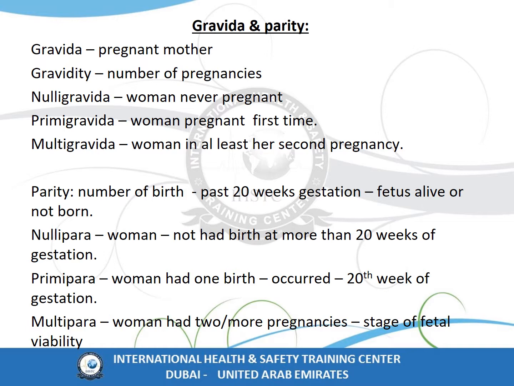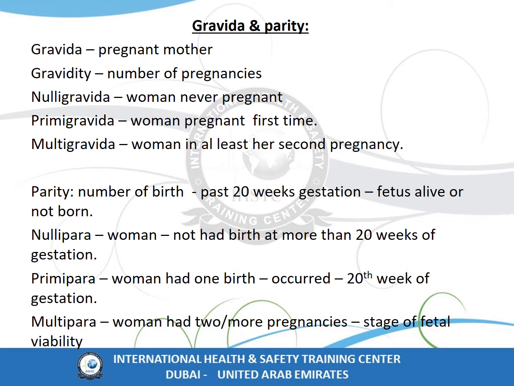What do you mean by parity? Parity is the number of births. Please understand, it is not the number of fetuses, for example twins. It is the number of births carried past 20 weeks of gestation, whether or not the fetus was born alive.